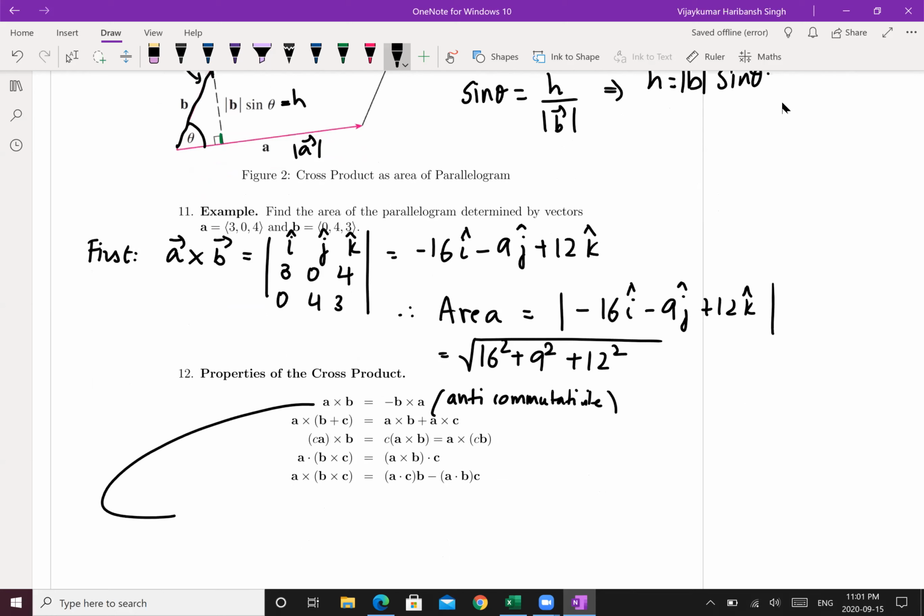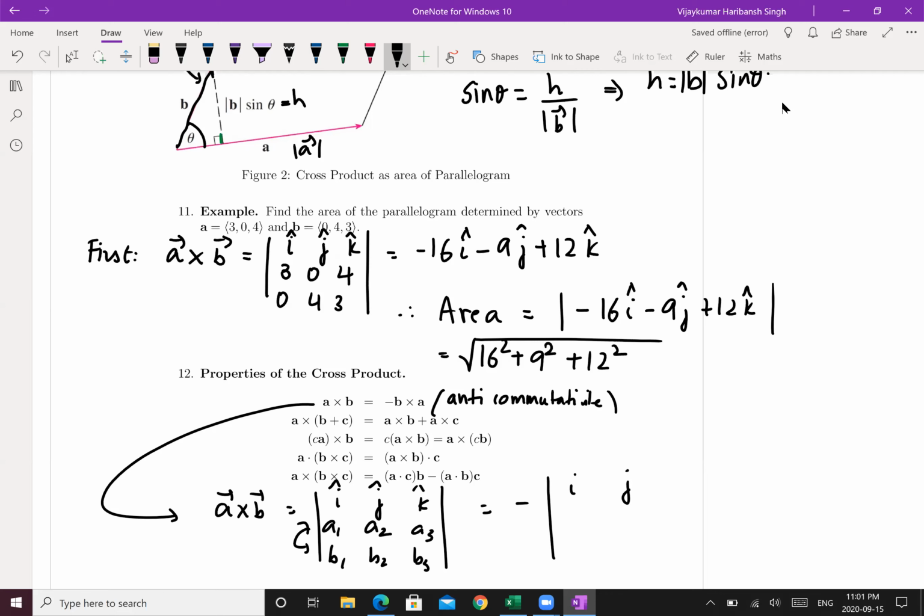Well, that is not hard to check. Suppose you have A cross B, then it's I, J, K, A1, A2, A3, B1, B2, B3. Now, if you swap these two rows, the determinant gets a negative sign. So minus I, J, K, B1, B2, B3, A1, A2, A3.